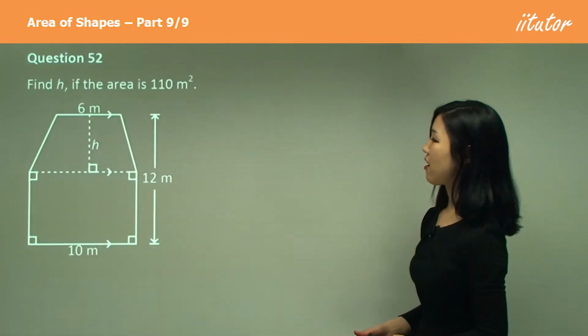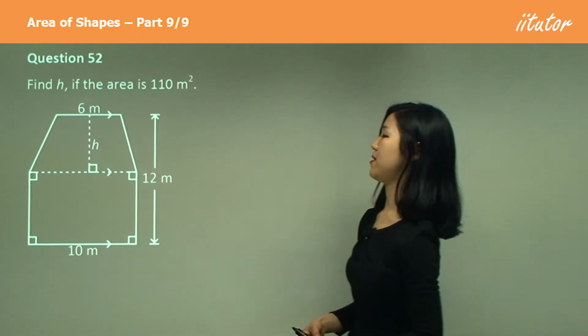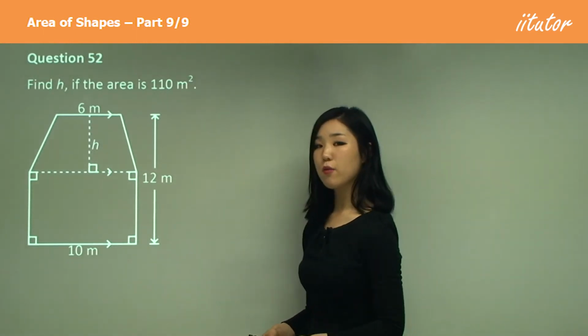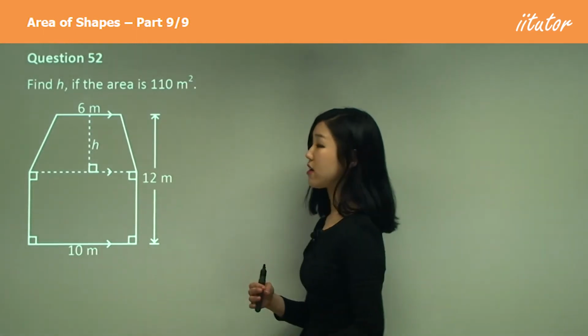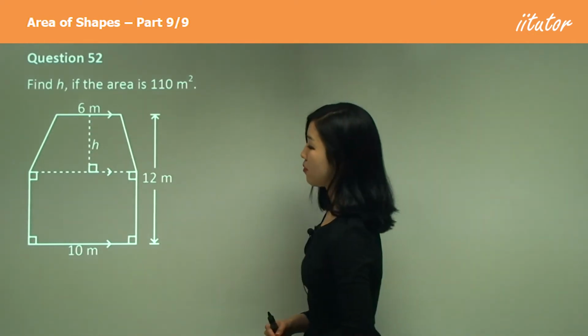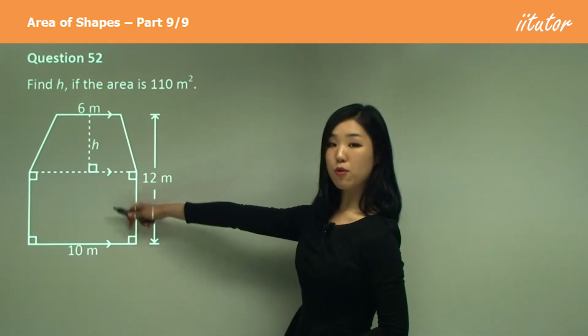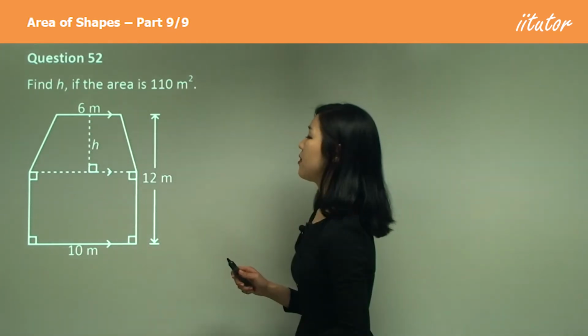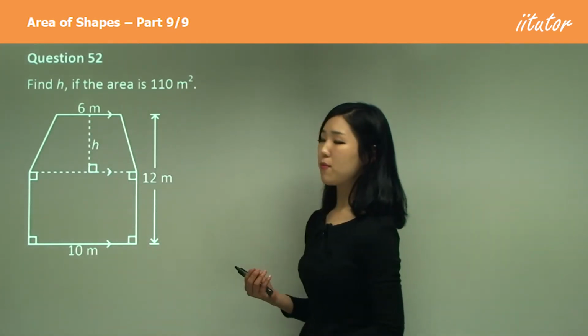Find h if the area is 110 meters squared. Okay, so this time we want to find h, and they already give you the area of this figure. Now guys, what two shapes do we have here? Well, we've got a rectangle and we've also got a trapezium. Let's find those individual areas in terms of h.